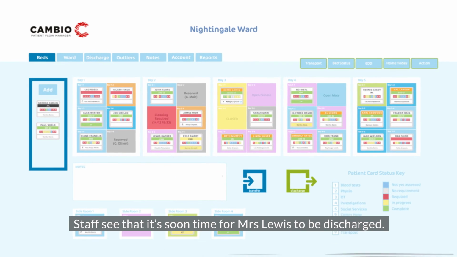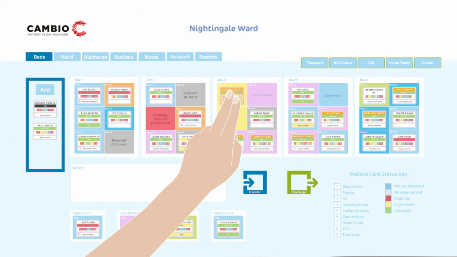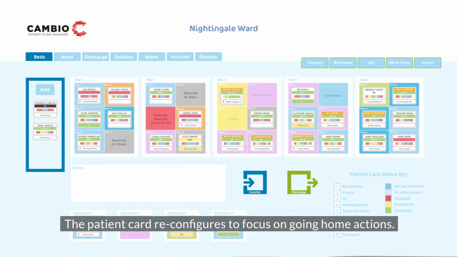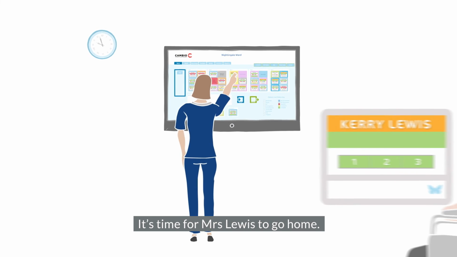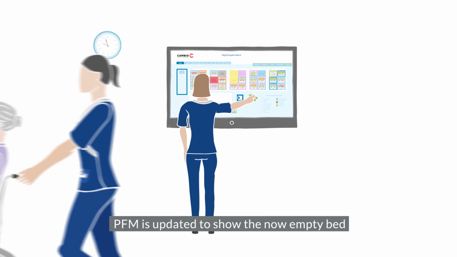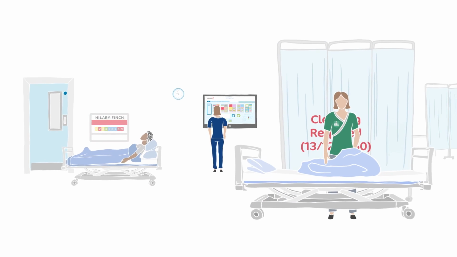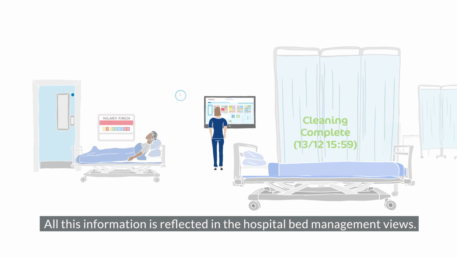Staff see that it's soon time for Mrs. Lewis to be discharged. Transport is requested ready for the morning. The patient card reconfigures to focus on going home actions. It's time for Mrs. Lewis to go home. PFM is updated to show the now empty bed, and an automated cleaning request is sent to the domestic team. All this information is reflected in the hospital bed management views.